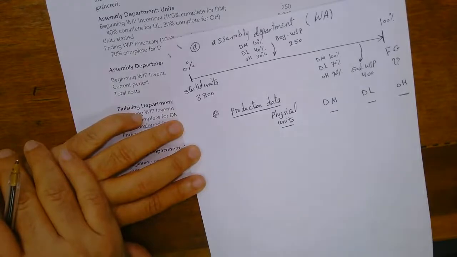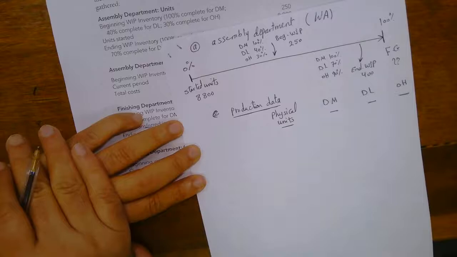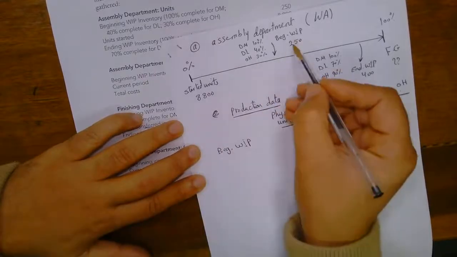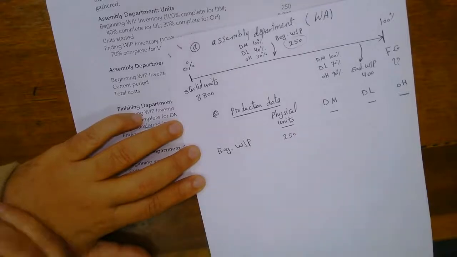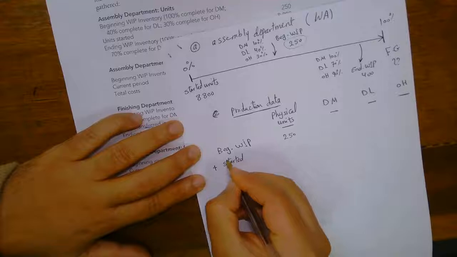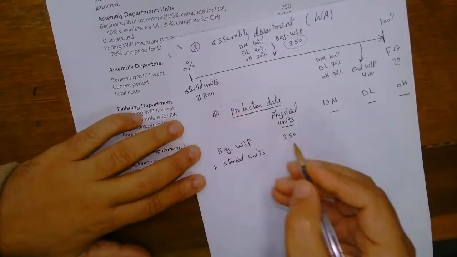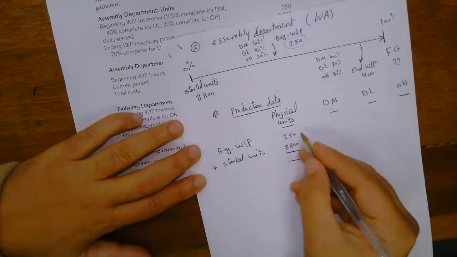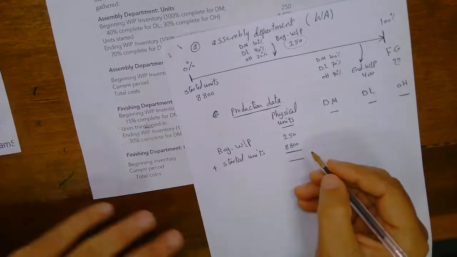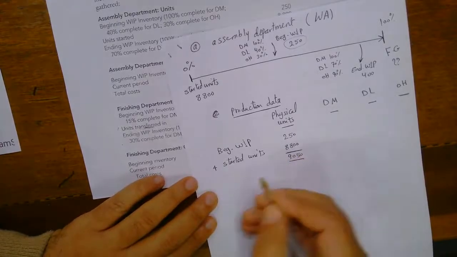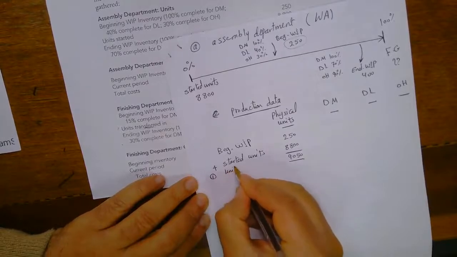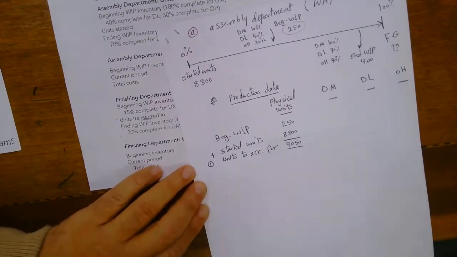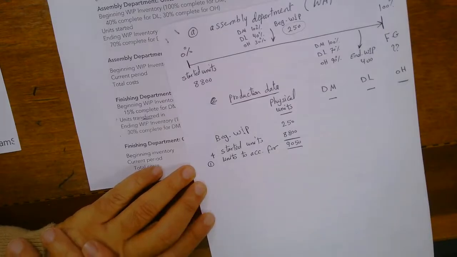Step 1, we determine the units to account for, or the inputs. Beginning work in process we have 250, plus started units, we have 8,800. The sum of them equals 9,050. This is step number 1, units to account for. Step number 2, units accounted for, or the outputs.